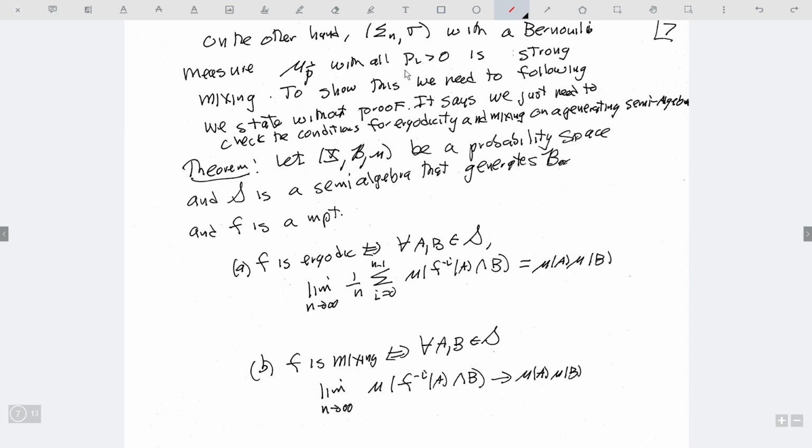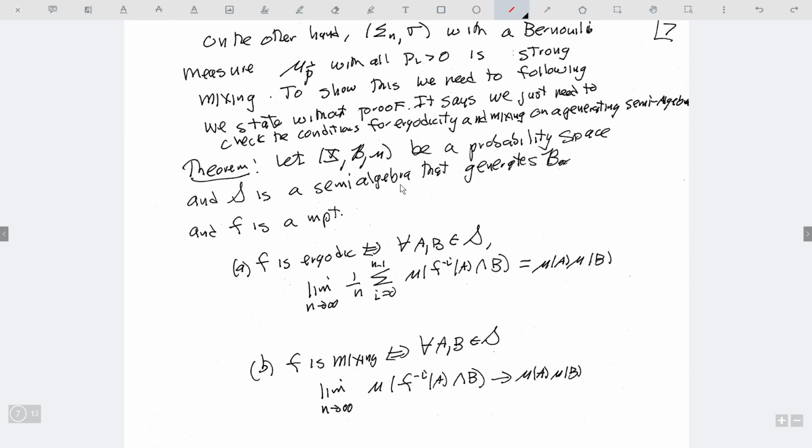All right, so the Bernoulli measure given by a probability vector is strong mixing, and we need a kind of technical result that shouldn't be surprising, given the way we've used semi-algebras thus far in this course. We want to check just the conditions for ergodicity and mixing on a generating semi-algebra. So here's the theorem. Again, I'm not going to prove it. It's in a standard ergodic theory textbook.